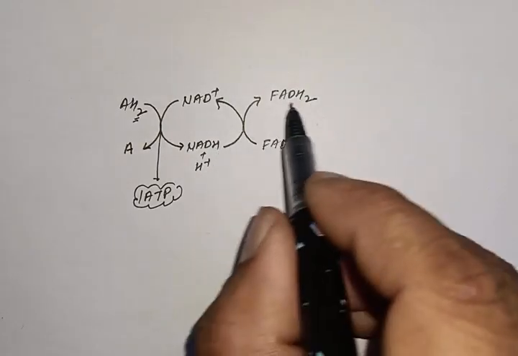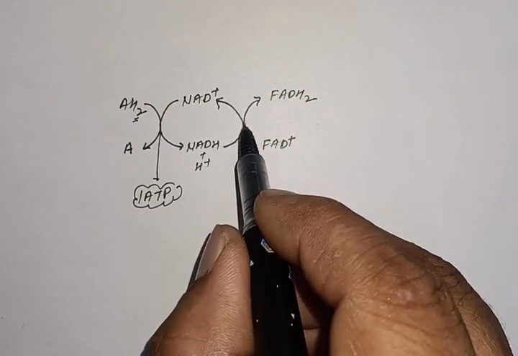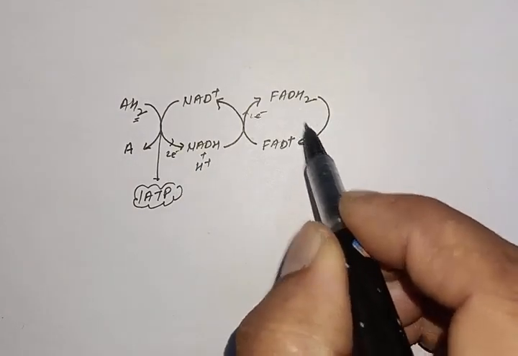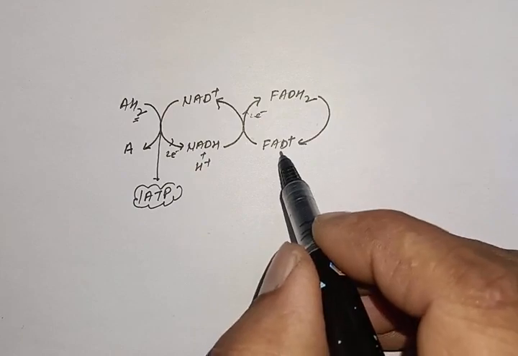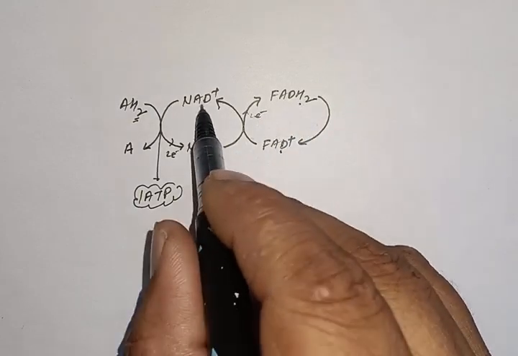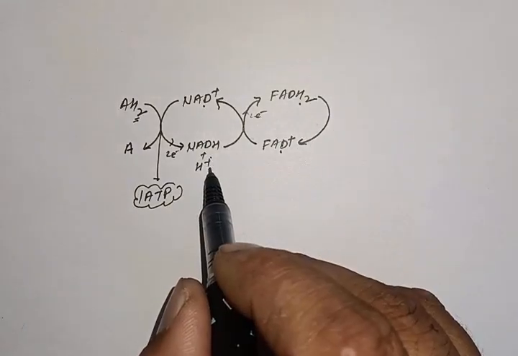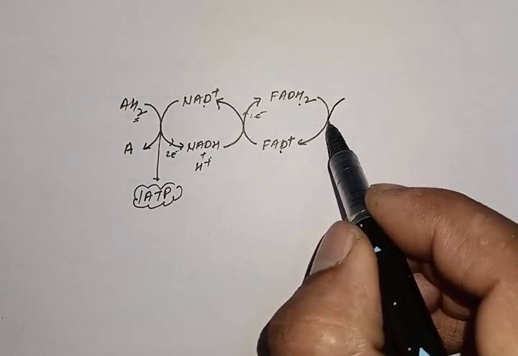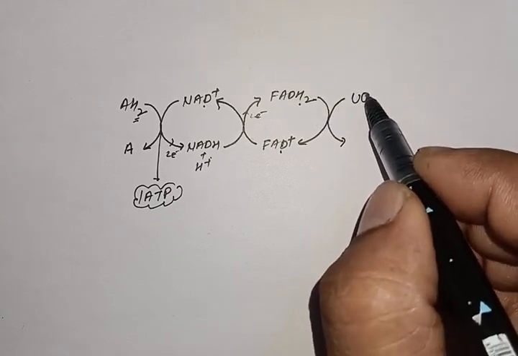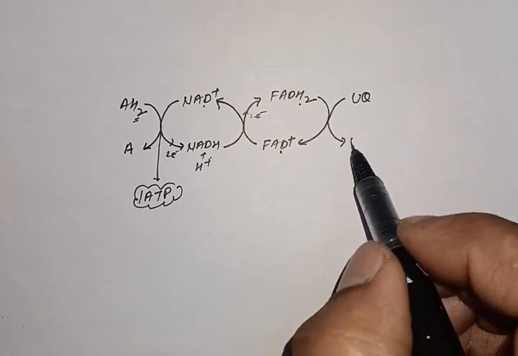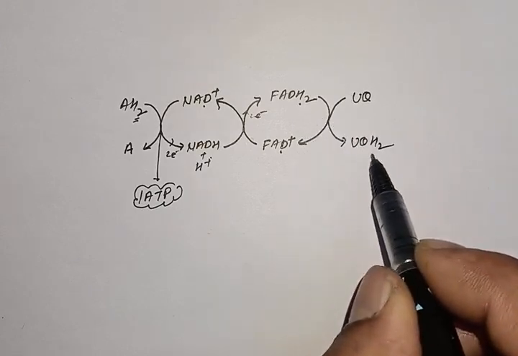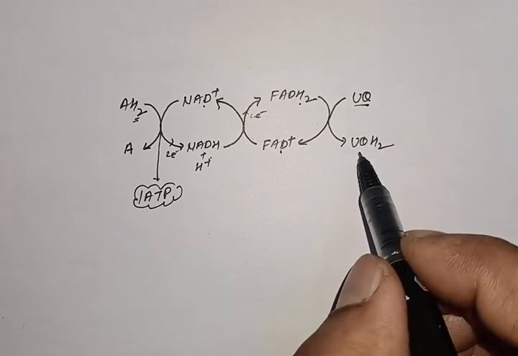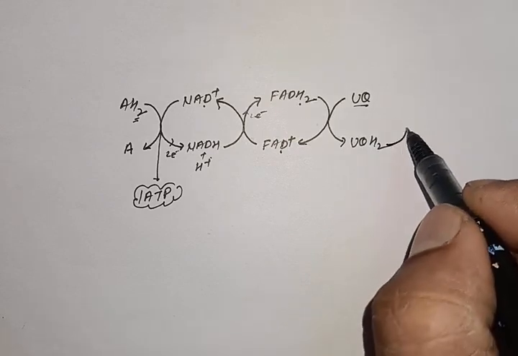Then this NADH again converts into NAD by releasing its 2H to the FAD. It forms FADH2. These two hydrogens go to this FAD, and it will form FADH2. And during this whole process, two electrons are removed. Then this FADH2 again changes into FAD. That is, this is the oxidized form, this is the reduced form. When hydrogen is attached, it is the reduced form. When hydrogen is not attached, it is the oxidized form.